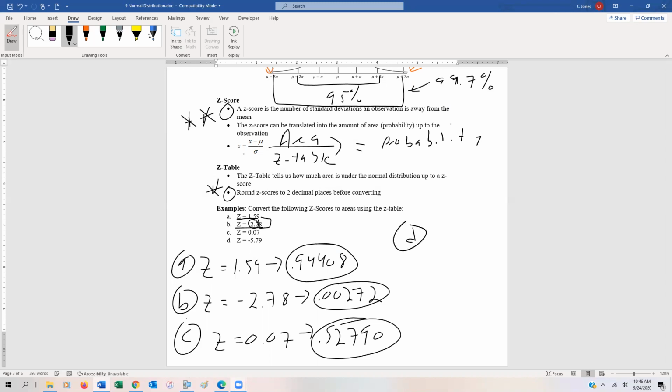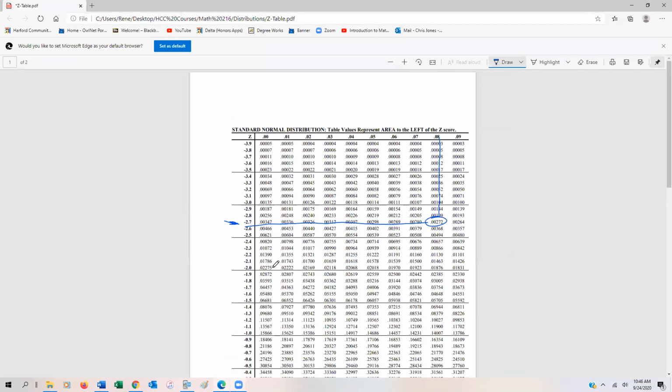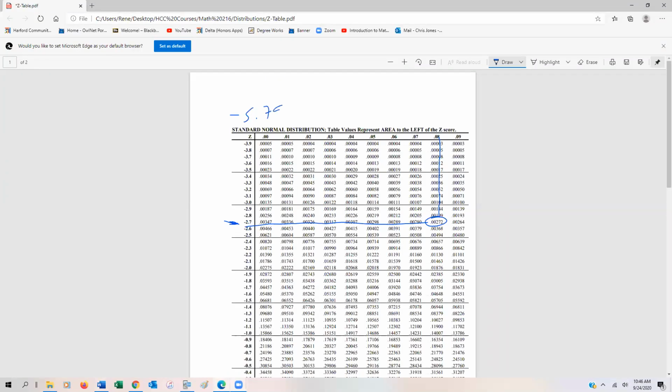Now for letter D, this one's a little bit tricky. We have z is negative 5.79. So we're going to go into our table once again, and we're going to run into a bit of a problem. We're looking for negative 5.79, and where is it? I don't see it anywhere. One of the things that we're going to say is that anytime we have a z less than negative 3.99, we're just going to say that the probability is approximately 0.